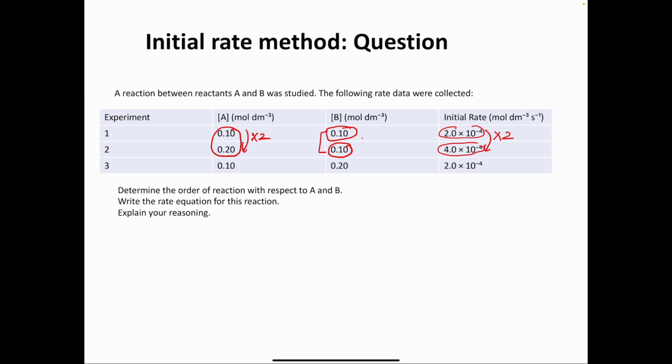Then we go to another. We can go to this and that, where these are kept constant, but this one here is doubled. I'm looking at experiments 1 and 3. We can observe the rate does not change. That means it's zero order with respect to B.